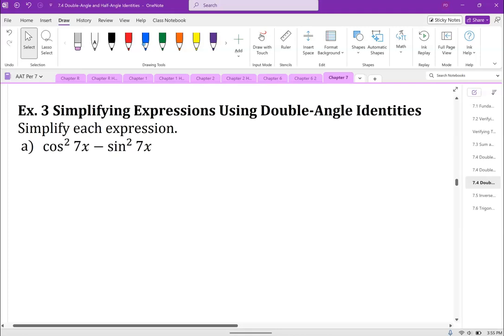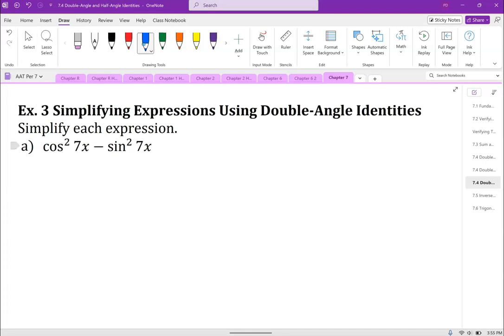So let's simplify using the double angle formula. It says simplifying expressions using double angle identities, simplify each one. So first of all, cosine squared 7x minus sine squared 7x, which one does it look like? Well, looking at this one, I think it's a cosine double angle.